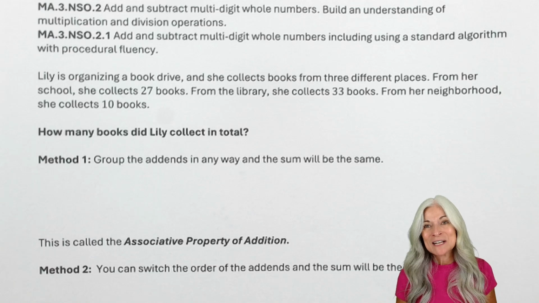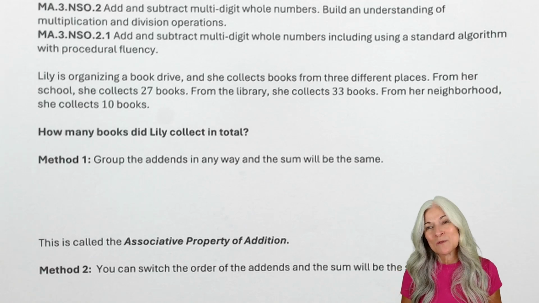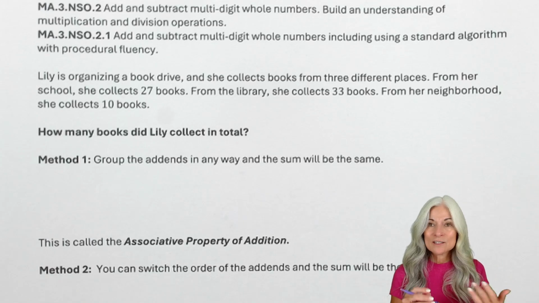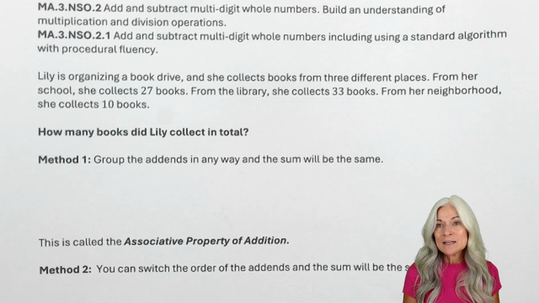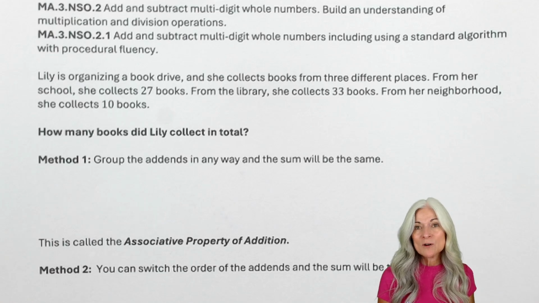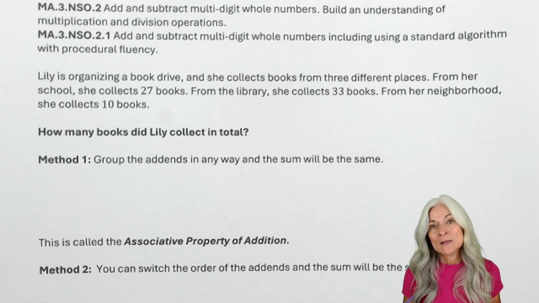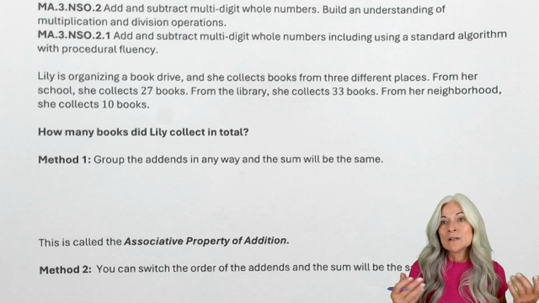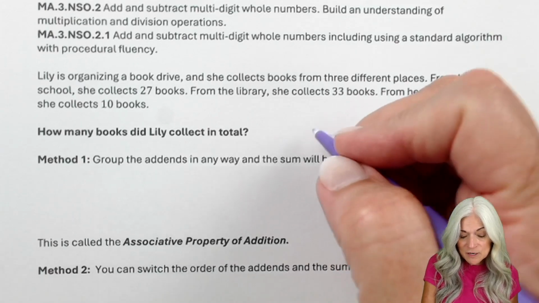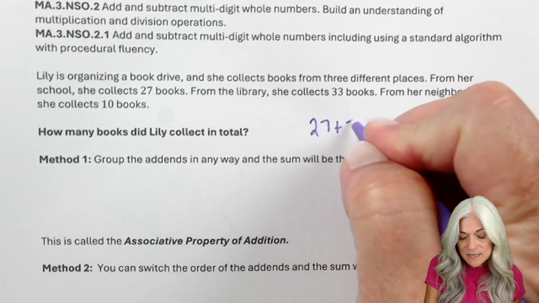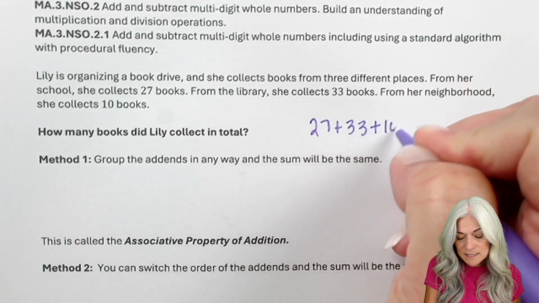Lily is organizing a book drive and she collects books from 3 different places. From her school, she collects 27 books. From her library, she collects 33 books. From her neighborhood, she collects 10 books. How many books does Lily collect in total? Well, since this is an addition problem, we would be adding 27 plus 33 plus 10.